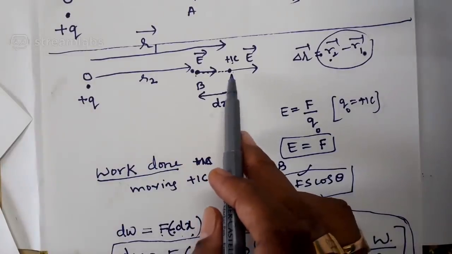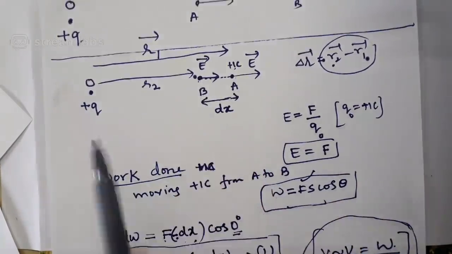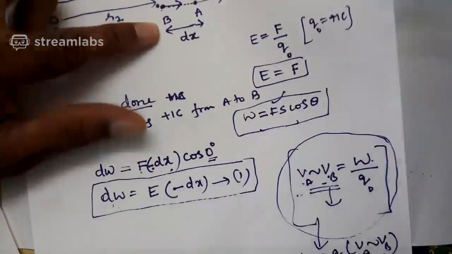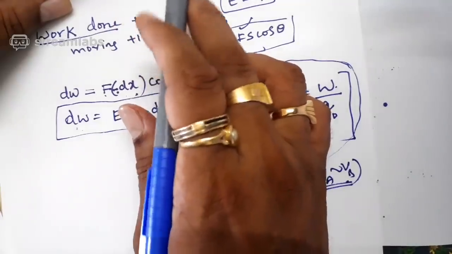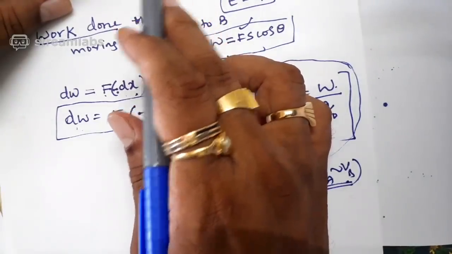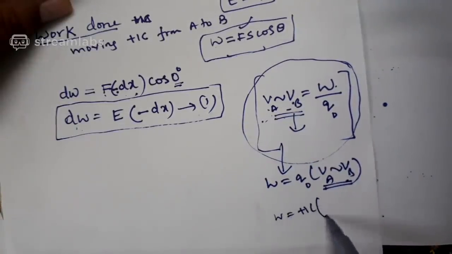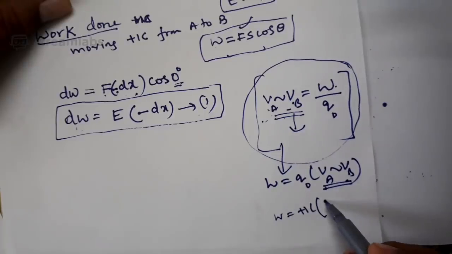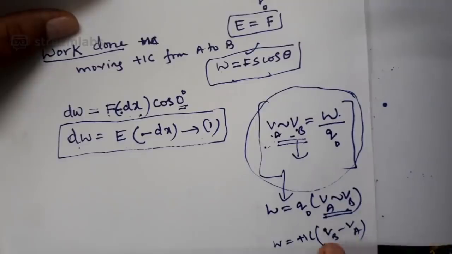If you are moving a plus 1 coulomb charge from A to B, what is the work done in moving a plus 1 coulomb charge from A to B? How do you calculate it? I should write W is equal to plus 1 coulomb into, which is the final position? B, so VB minus VA. Tell me, which is greater, VA or VB?